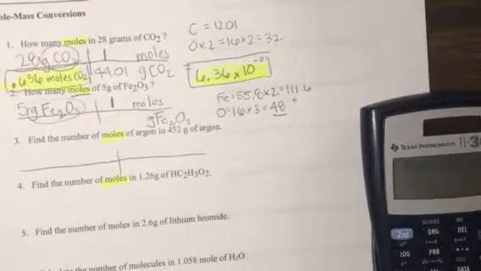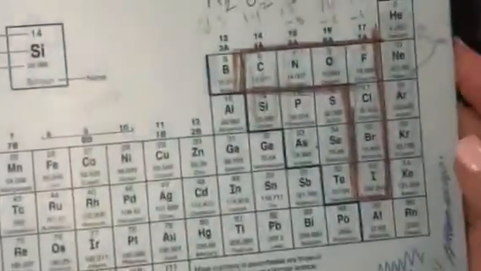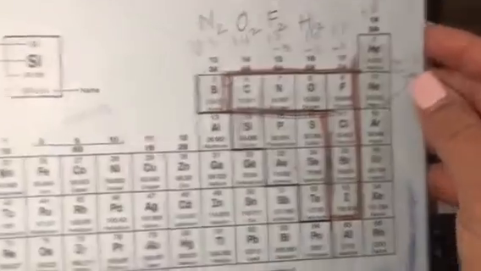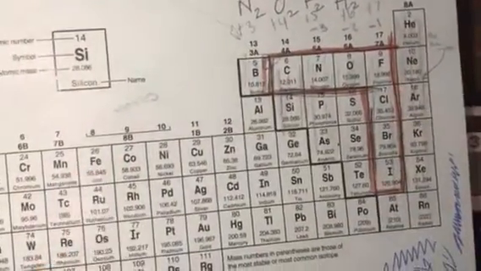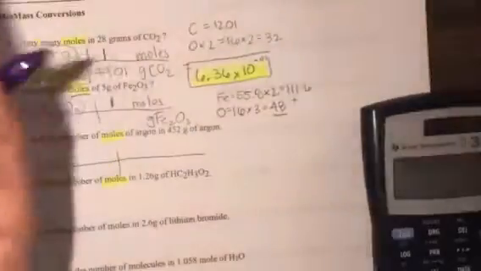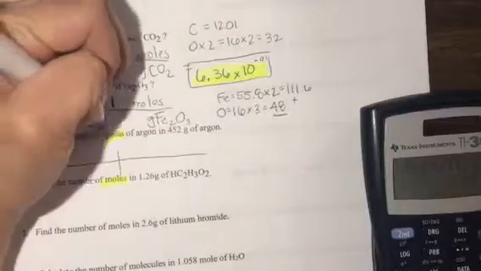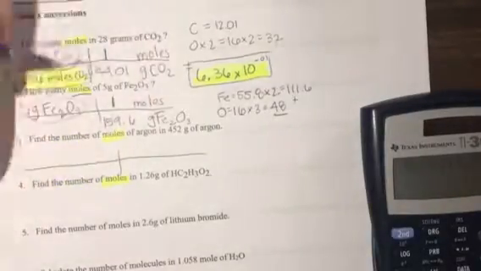On the periodic table, this right here for oxygen, 15.99. And then iron's over here, 58.8. I'm going to add them together. And that gives me 159.6.